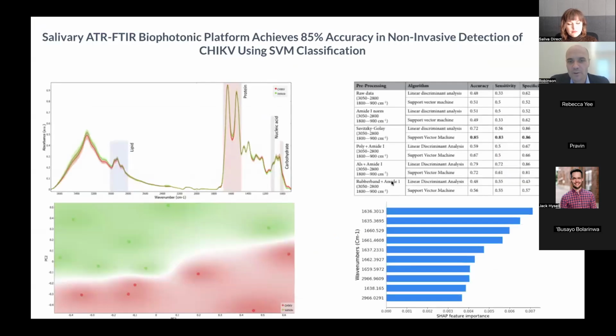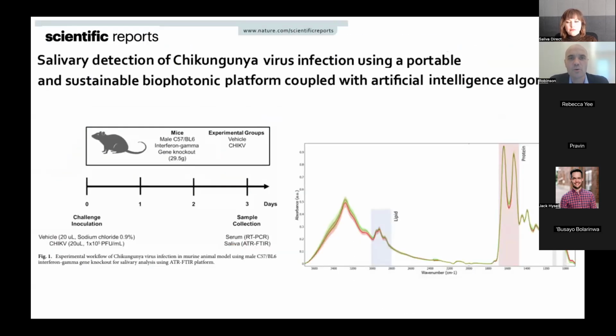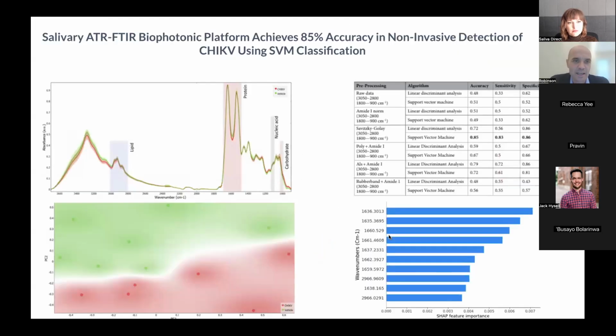When we performed a similar test using chikungunya virus, we were also able to detect chikungunya virus infection using saliva. As you can see here, we have a difference in the spectra of the control and chikungunya virus. Next one, please. In that case, we can see that we have changes in the lipid profile of saliva, the protein profile of saliva, and some nucleic acid and carbohydrate components.